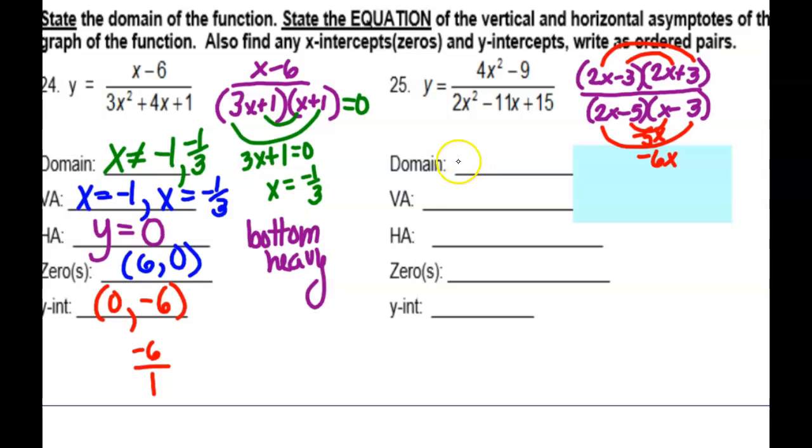All right, so quickly, domain, x cannot equal what from the denominator? First of all, is there a hole? Because it wouldn't change the domain, but we got to know eventually. Those are not the same, right? So there's no hole. Okay, the domain is x cannot equal 3 or 5 halves, either order. Good job. No hole, so therefore those are both vertical asymptotes.